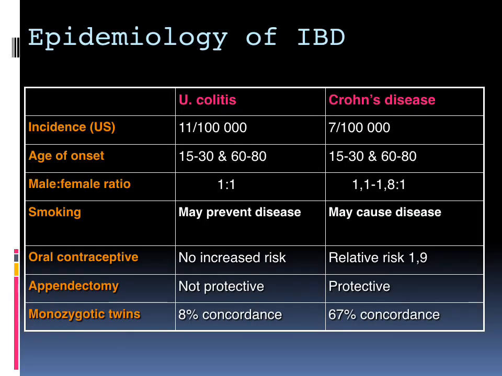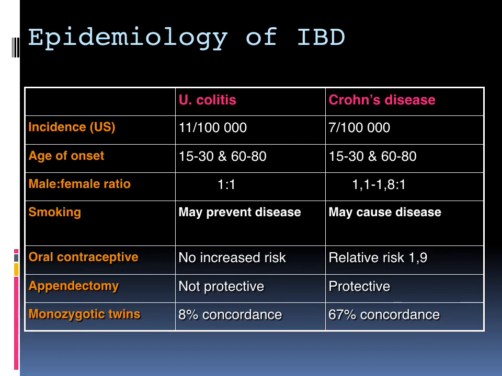Let's talk about the epidemiology of the disease. The incidence is probably quite variable according to the geographic distribution. There is a bimodal distribution of the disease presentation. Usually it goes up in the 60s to 80s, and much more in the younger age group between 15 and 30. We don't know why this bimodal pattern occurs.